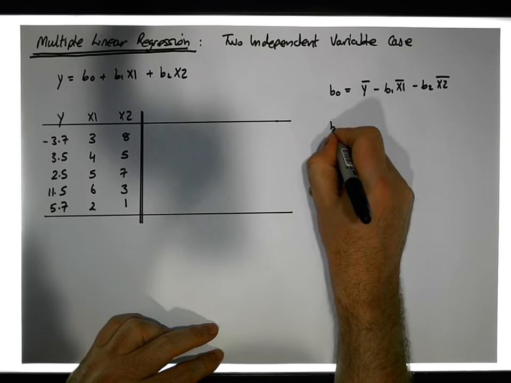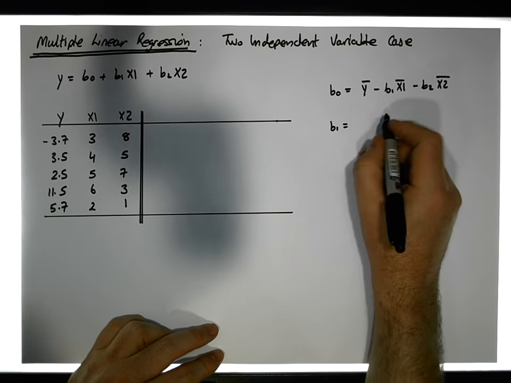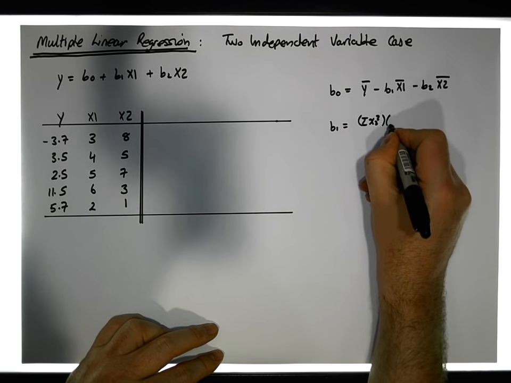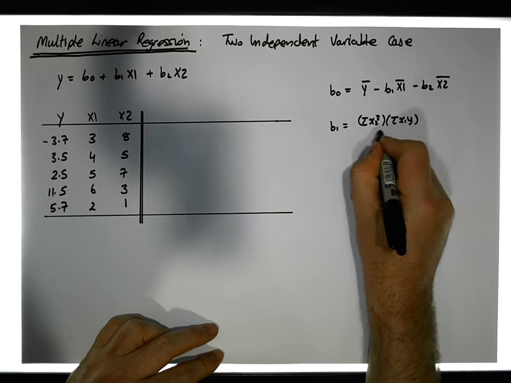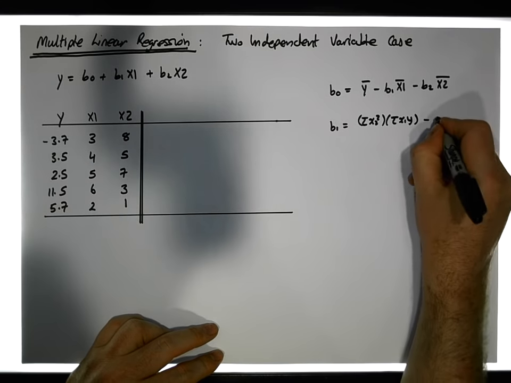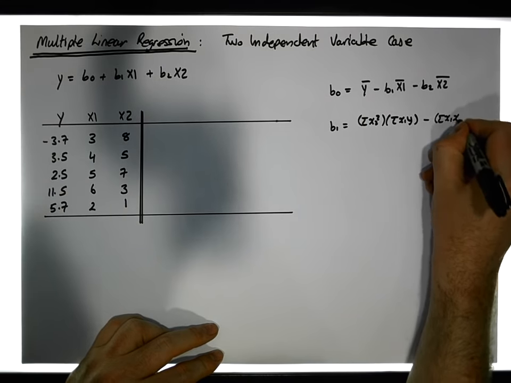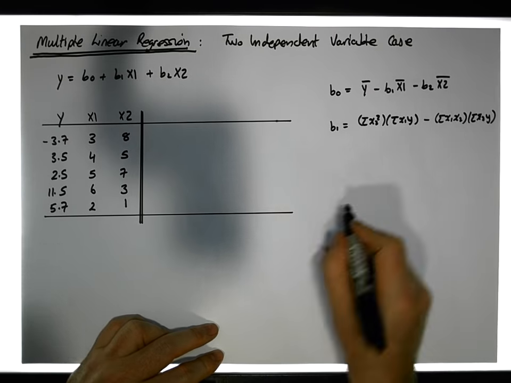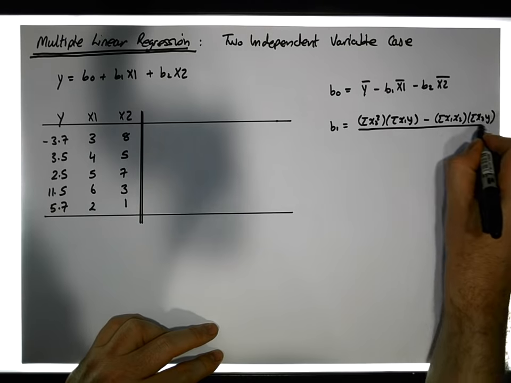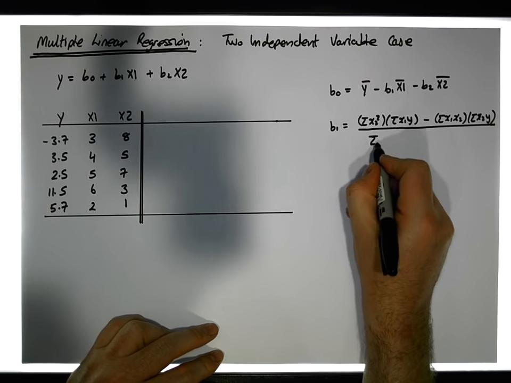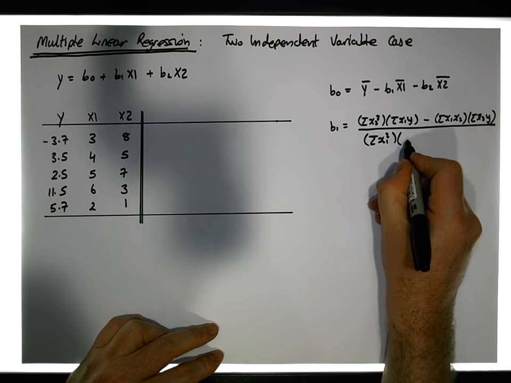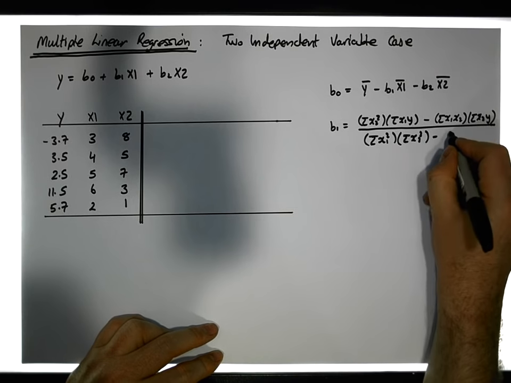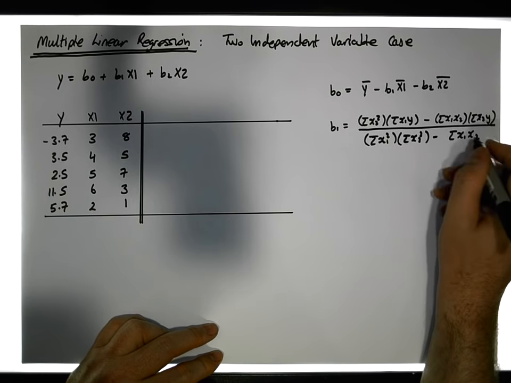So for b1, the formula looks something like this. It's a bit complicated, but let's just bear with it. It's the sum of the x2 squared values times the sum of the x1 y values. So there's a cross product going on here. Minus the sum of the x1 x2 values times the sum of the x2 y values. And that needs to be divided by the sum of the x1 squared values times the sum of the x2 squared values minus the sum of the x1 x2s, all squared.